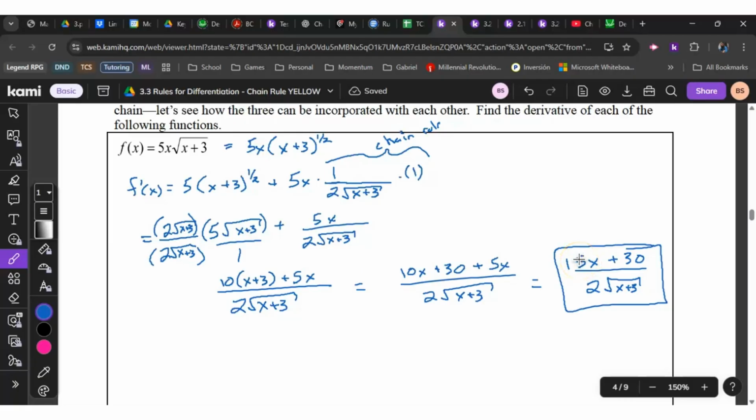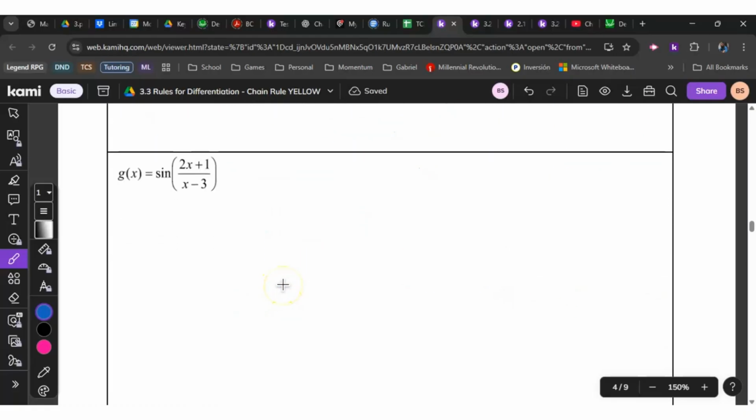Multiple choice, you're going to do it. Written, you should do it, or you're going to specifically be asked to. All right. What is this one going to be? What are the two that we're combining here? Chain and quotient. Chain because it's a trig function. All trig functions are automatically going to be a chain rule, and then there's a quotient inside.